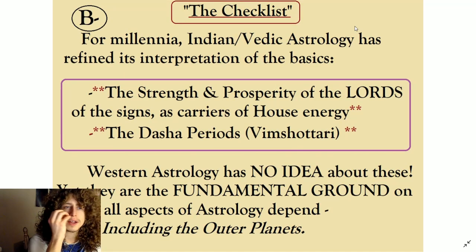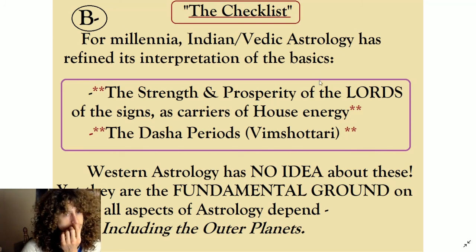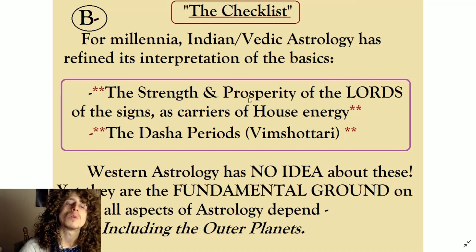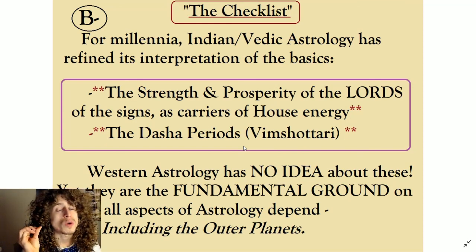So this is this checklist that I'm talking about, right? For millennia, Vedic astrology has refined its interpretation of these basics. This is a certain ground that the West doesn't consider in regards to its whole practice, in my opinion. Strength and prosperity of the lords of the signs as carriers of house energy, and this thing called the dasha periods. These are the fundamental ground on which all aspects of astrology depend, including the outer planets.